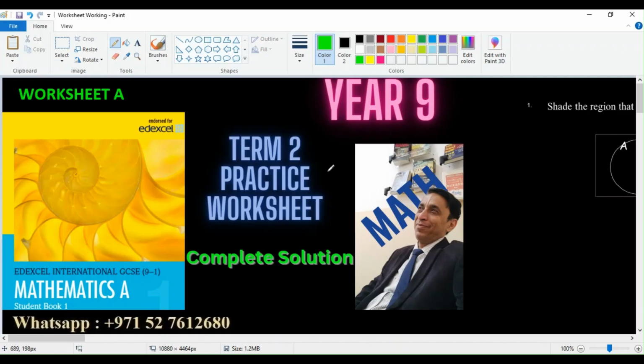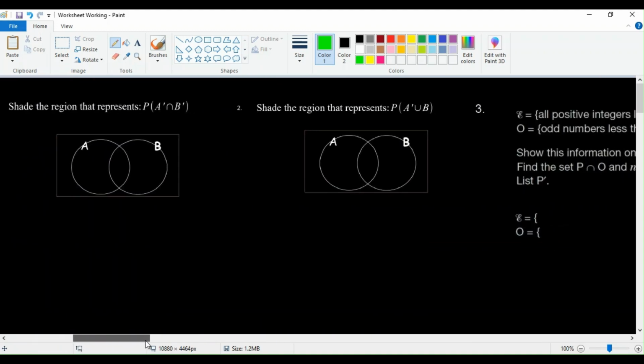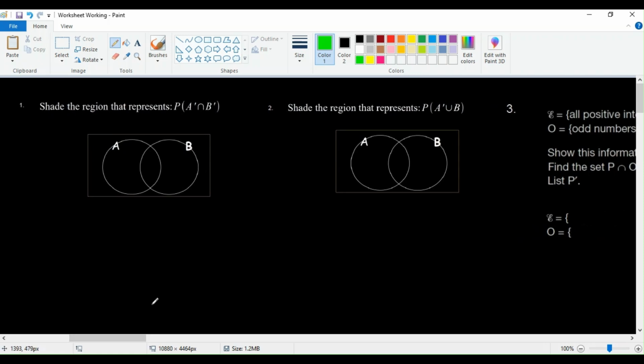Thank you. I'll be solving worksheet A, because there are two worksheets given, one after another. This is for the term 2 practice worksheets, specifically for year 9. But everyone who is working on this can benefit, and you'll get a complete solution for these worksheets. Taking you straight to question number 1, in which we shade the region that represents A complement intersection B complement.